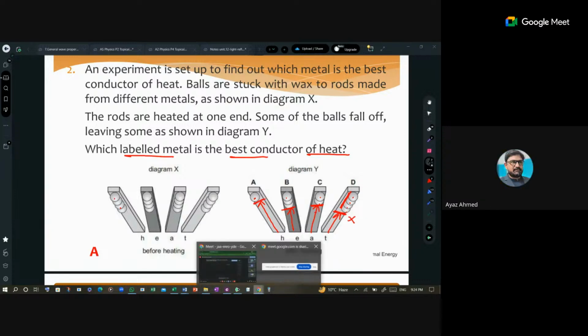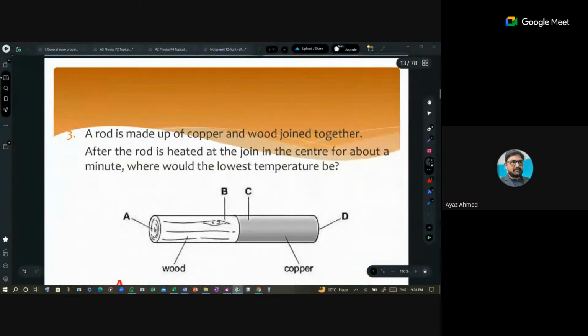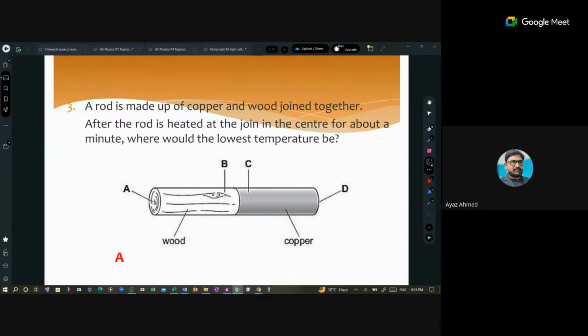Yes, sir, clear. Any questions? No. Okay, so the next one: a rod is made up of copper and wood joined together. After the rod is heated at the join in the center for about a minute, where would the lowest temperature be observed?